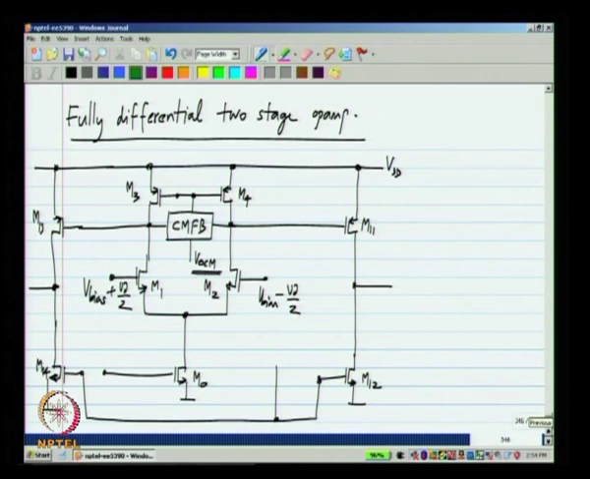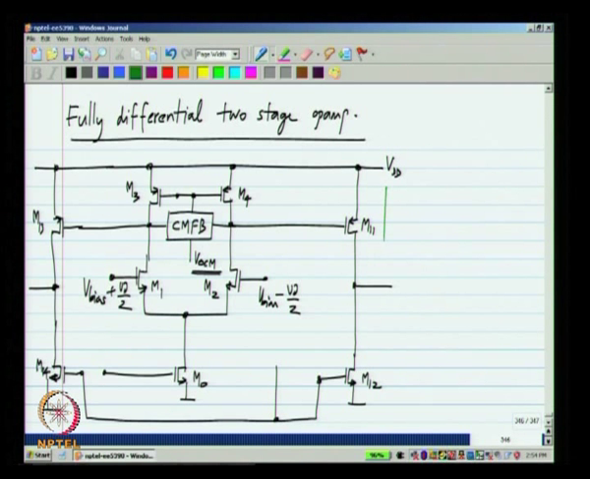Now, we have the fully differential two stage op amp, and we have assumed that the first stage has a common mode feedback circuit, that is, the first stage is a fully differential single stage op amp with its own common mode feedback circuit. Now, what should be the quiescent output voltage of the first stage? We need a certain bias current, let us say I12 in the second stage. Okay. The common mode voltage at the output of the first stage is equal to VOCM, and VOCM produces a certain current in M11 and M13 in the quiescent condition, and that should be equal to the desired bias current in the second stage. Okay.